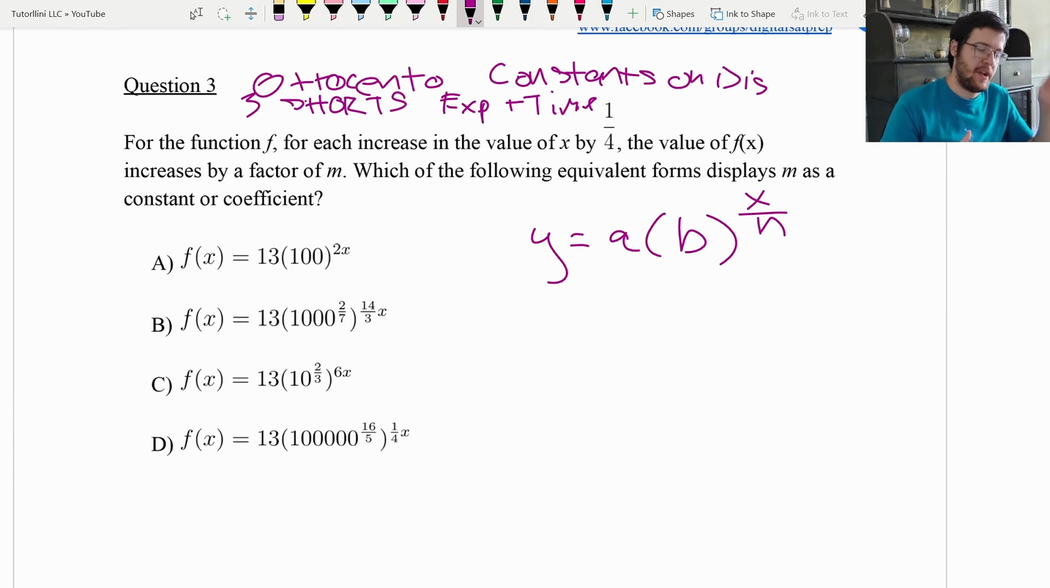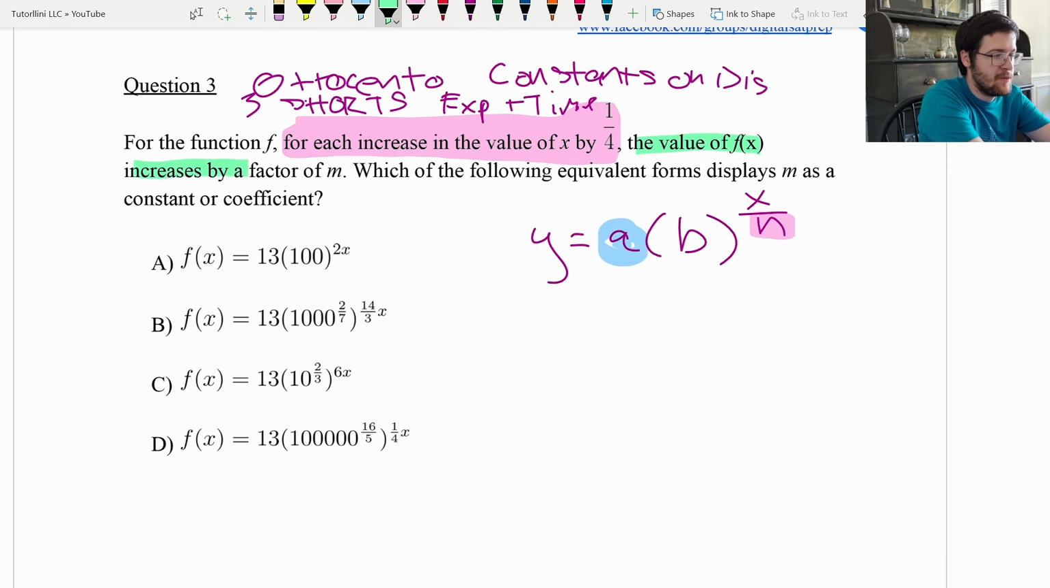Go watch those videos, but a is the initial value, b is the multiplier, and n is the interval, how often that is happening. So you see here, this is phrased like that is the interval. That is literally how the SAT phrases the interval, the n. So that is going to go here. The a, we can tell by looking at all the answer choices. That's got to be 13. And then the multiplier, we don't know. The question's asking us about that.